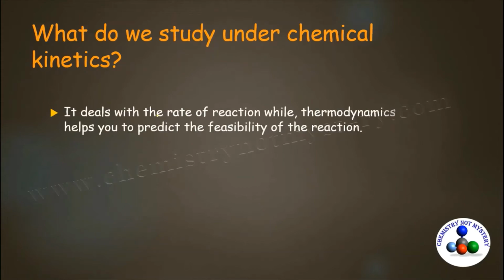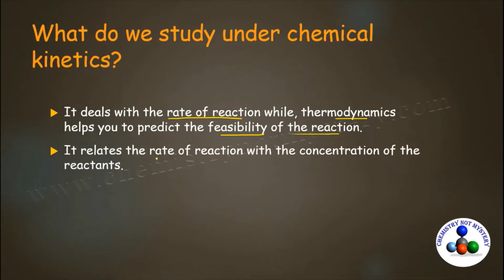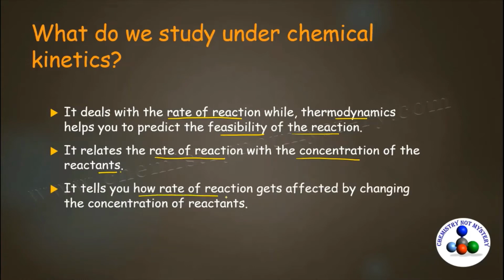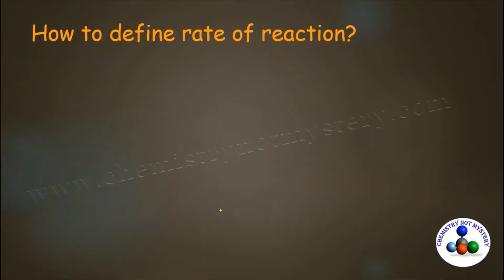Chemical kinetics deals with the rate of reaction, while in thermodynamics we study the feasibility or spontaneity of the reaction. Chemical kinetics relates the rate of reaction with the concentration of the reactants. It also tells you how the rate of reaction gets affected by a change in concentration of reactants. But how do you define the rate of reaction?